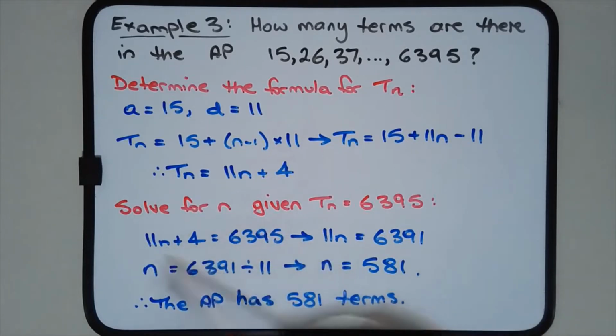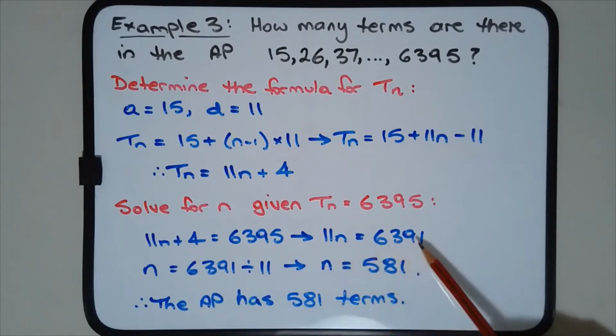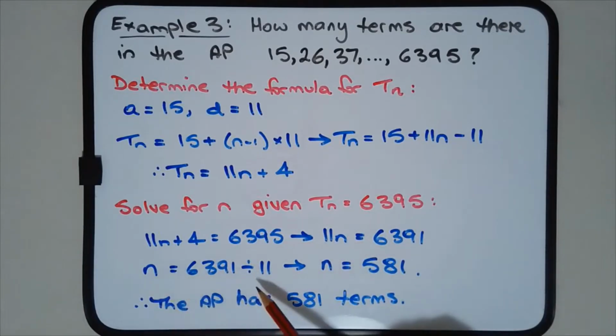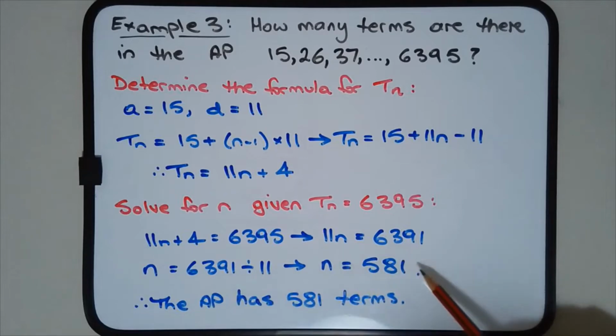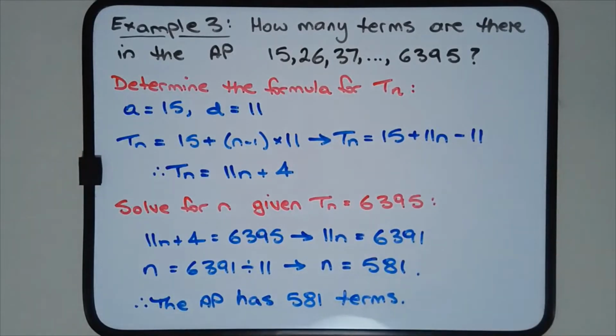Of course we're going to make n the subject of the formula. Subtracting 4 from both sides, we have 11n equals 6,391. Next we're going to divide both sides by 11 to make n the subject of the formula. So n equals 6,391 divided by 11, and we have n equals 581. Interpreting this result, what this means is that this particular AP has 581 terms.